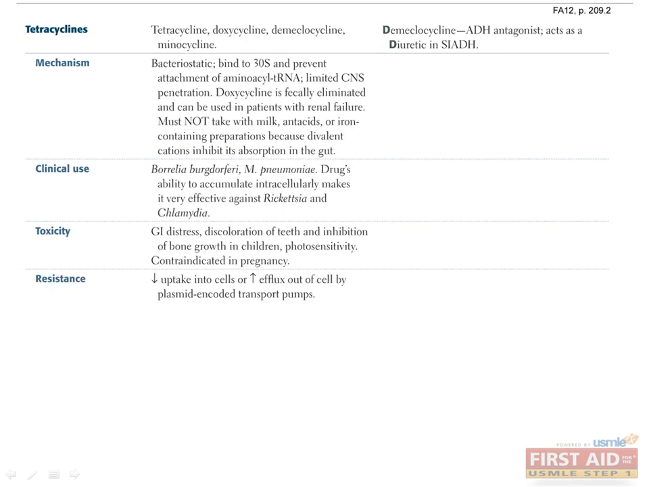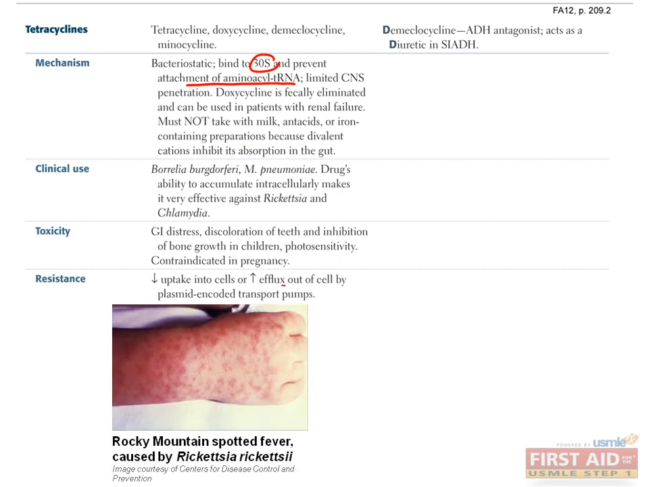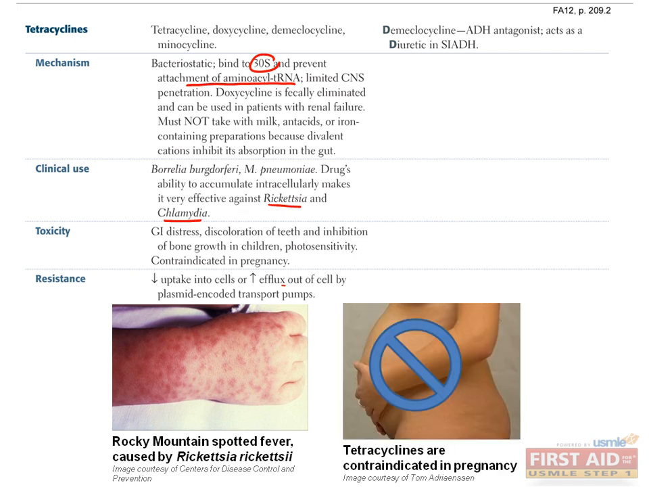The tetracyclines are all bacteriostatic. They bind to the 30S subunit of the bacterial ribosomes and prevent the attachment of aminoacyl tRNA. Because of their ability to accumulate in cells, these drugs are particularly effective against intracellular pathogens such as rickettsia and chlamydia. Tetracyclines are contraindicated in pregnancy. The classic side effects are teeth discoloration in children and photosensitivity. Demeclocycline also acts as an ADH antagonist and is particularly useful to counter the effects of SIADH.